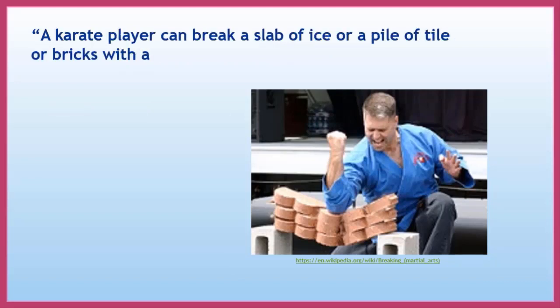Last example. A karate player can break a slab of ice or a pile of tiles or bricks with a single blow. How? Same relation. Here a karate player reduces the time of contact with the pile of tiles. So when he reduces the time of contact, he can apply more force on the pile of tiles. And like this, he can break the slab of ice or a pile of tiles. Okay, so this was all about Newton's second law of motion. Thank you.